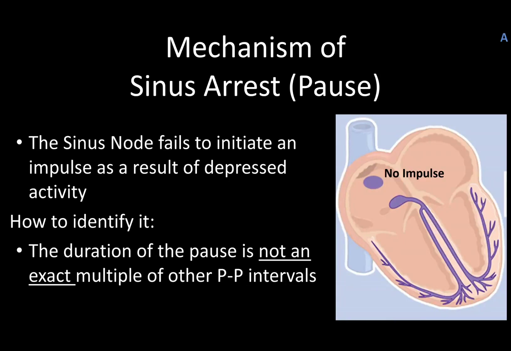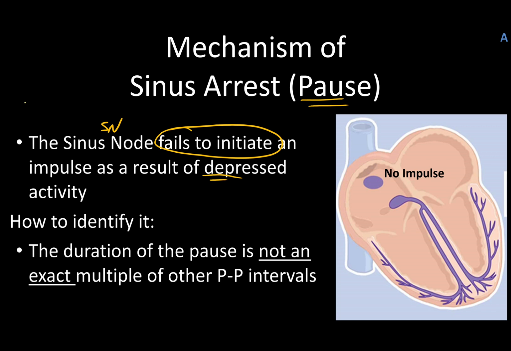What is sinus arrest, or the mechanism for sinus arrest, also known as a pause, which I think is a really good explanation of what's occurring. Essentially, in this situation, the sinus node completely fails to initiate or create an impulse. Lots of different causes, but it's been depressed or turned down. And when you have the complete failure of initiation, nothing happens at all.